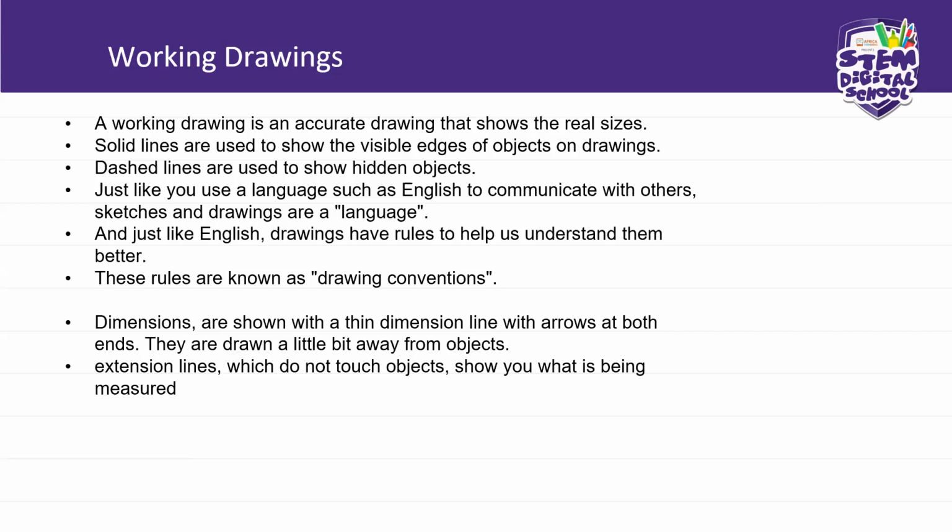What are working drawings? A working drawing is an accurate drawing that shows the real sizes. Now you also use the scale there. You also use the dimensioning. Remember, the dimension has the measurements. Solid lines are used to show the visible edges of objects on drawings. Remember when I started teaching you drawing, I made mention of the types of lines. The solid line or the outline is used to show the visible edges of objects. Dashed lines are used to show the hidden objects. The dashed line is what we also call the hidden detail line.